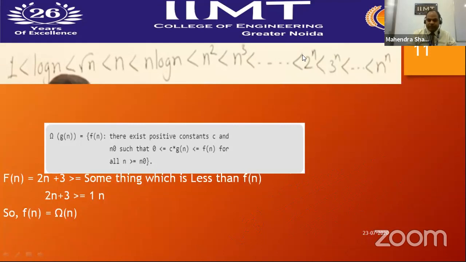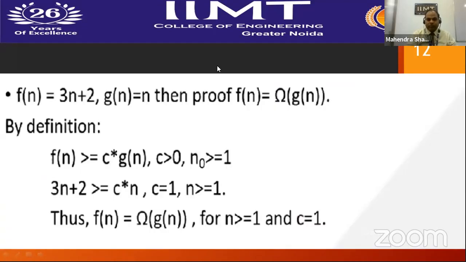Okay. Similarly, with the help of another example, f of n is equal to 3n plus 2, g of n is equal to n, then prove f of n equals big omega of g of n.